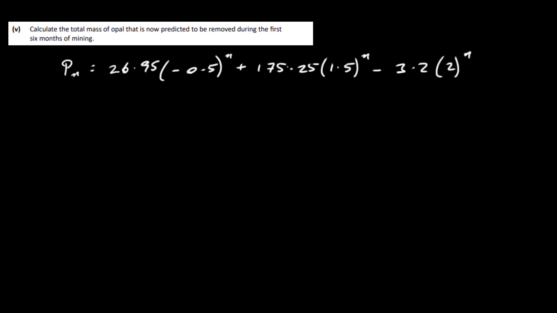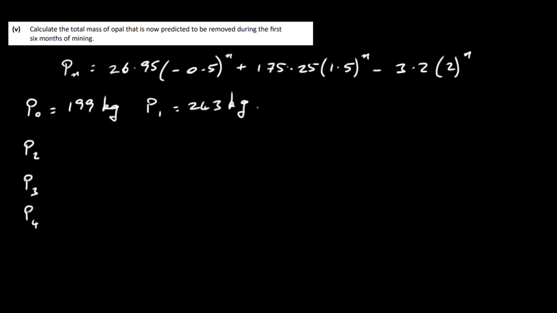Now we've got to work out P2, P3, P4 and P5. Not sure why they're asking us to do this 4 times anyway, for 6 months. If you can do this once, you can do it a million times, but anyway, it's easy marks I guess if you have the formula here. So we know P0 is equal to 199 kilograms. We were given that in the question. We were also given P1 is equal to 243 kilograms. So what we've got to do is work out P2, P3, P4 and P5.